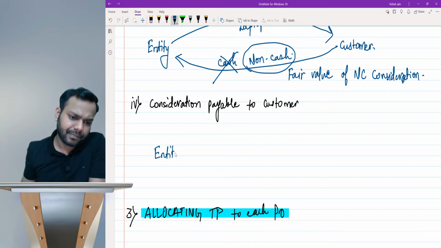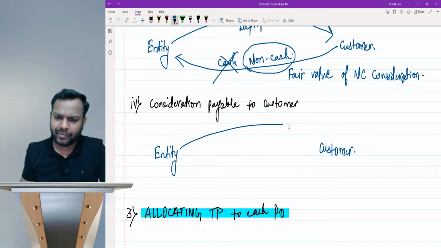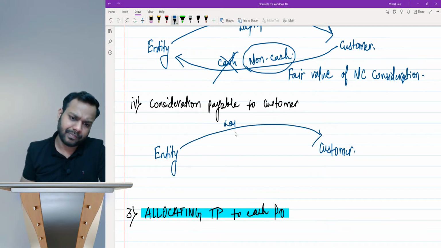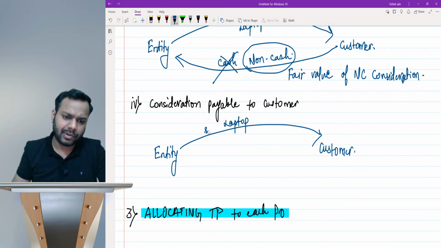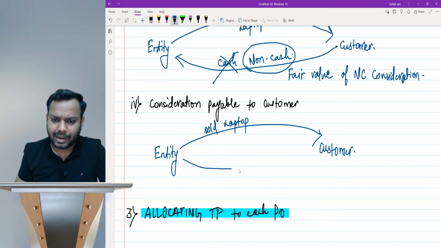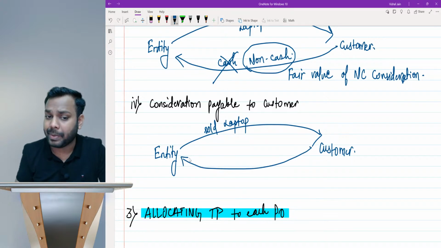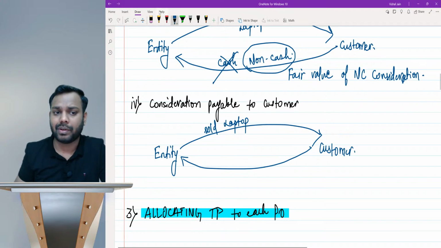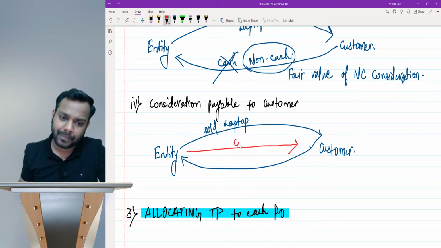Entity and customer. It says that the entity had definitely supplied, let's suppose, a laptop to the customer. Entity has sold a laptop to the customer. Then ideally the entity should receive the money from the customer, right? But in this case, what is happening? See, consideration is payable to the customer itself. Entity is paying a consideration to the customer. Why?